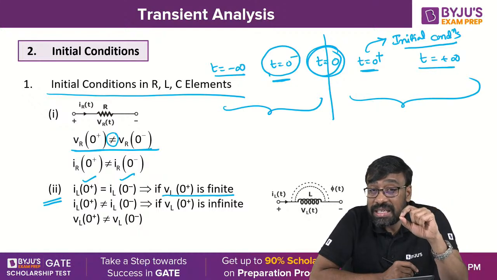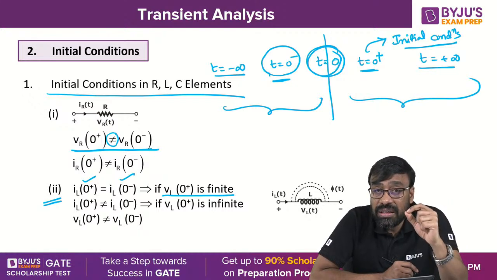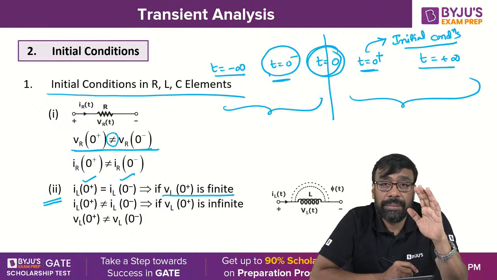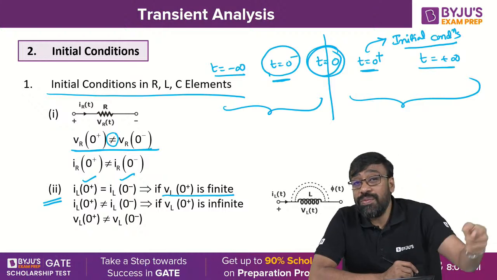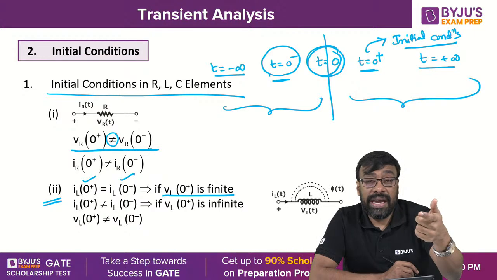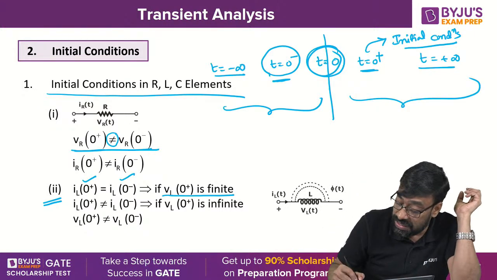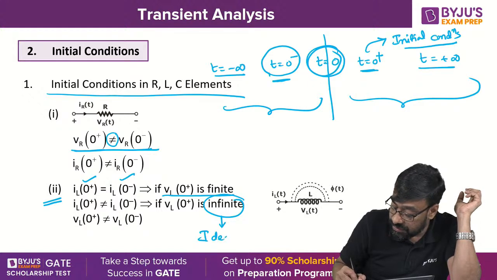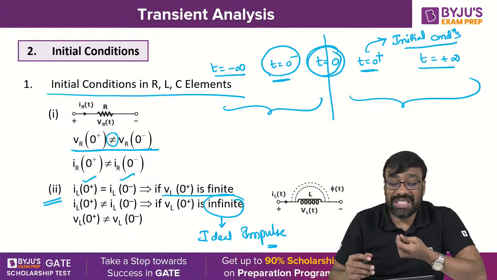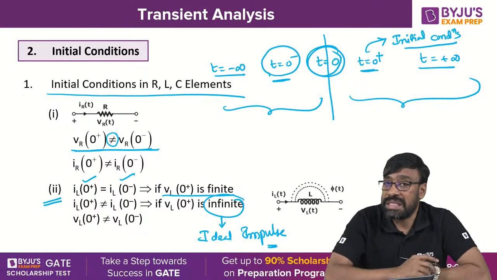If the voltage across the inductor is finite, then the current through the inductor may not change instantaneously. Suppose the voltage across the inductor is infinite. Infinite is nothing but what? Ideal impulse. Ideal impulse means what? Infinite magnitude in zero duration. It's nothing but an ideal impulse.